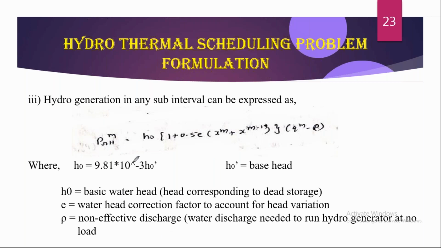In this, H naught is given by 9.81 into 10 power minus 3. So this is the standard formula, and here H naught dash is the base head.